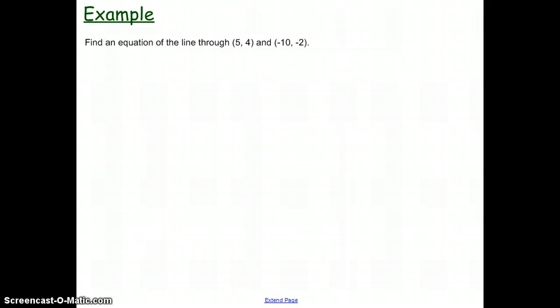So the first example, find an equation of a line that passes through those 2 points. First thing you need to have is the slope. So change in the y values, from 4 to -2, we are decreasing by 6, over the change in the x values. We are going from an x value of 5 to -10, so we are decreasing by 15. So if we clean this up a little bit, the negatives cancel out, common factor of 3, we got 2/5. There's the slope of our line.